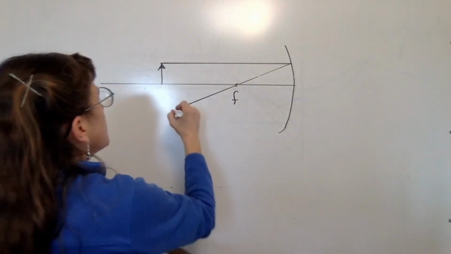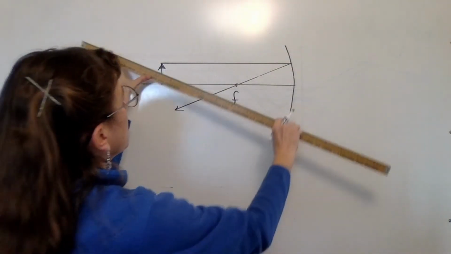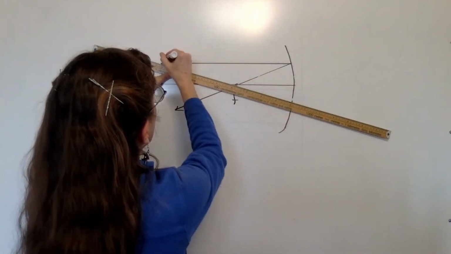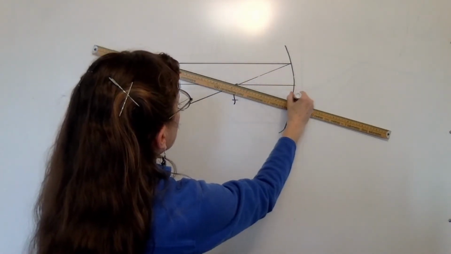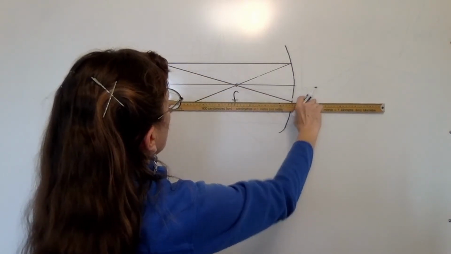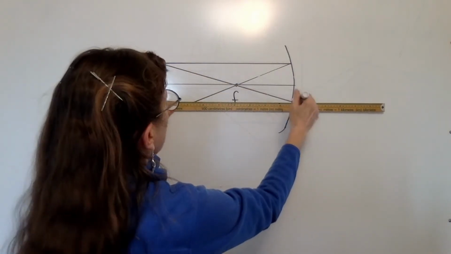Okay. The second ray that we talked about is the one that went through the focal point on its way to the lens. This one goes through the focal point on its way to the mirror. Instead of being bent parallel, it's going to be reflected parallel, being a mirror and all.